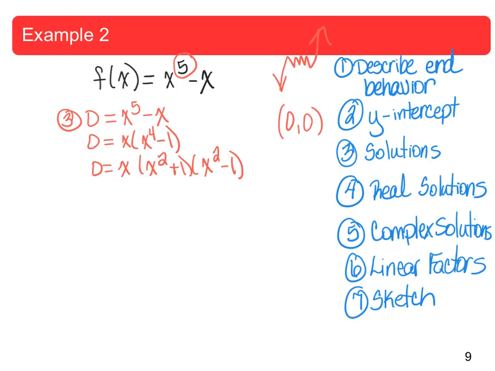Okay? Now, this can be factored further. Okay? That is a difference of perfect squares again. So I have x times x squared plus 1 times x plus 1, x minus 1. Okay? Now I can start solving for some of these. I have x equals 0, and that's going to give me a solution of x equals 0.